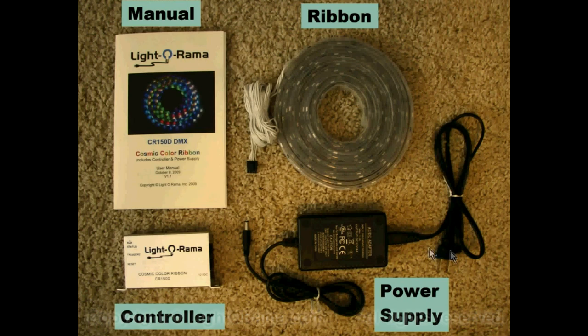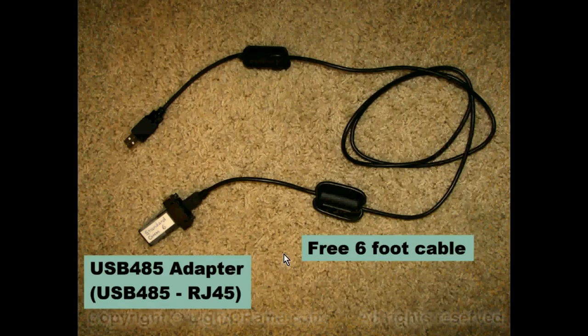Here's a 12 volt power supply. This end plugs into the wall, a regular 120 volt outlet. This end supplies 12 volts to the controller, which is right here. And the controller is small, but inside that little controller are the 150 channels necessary to run the pixels in the Cosmic Color Ribbon.